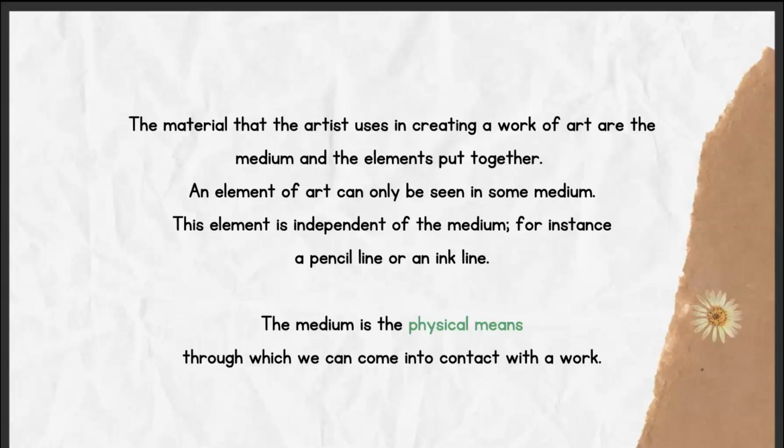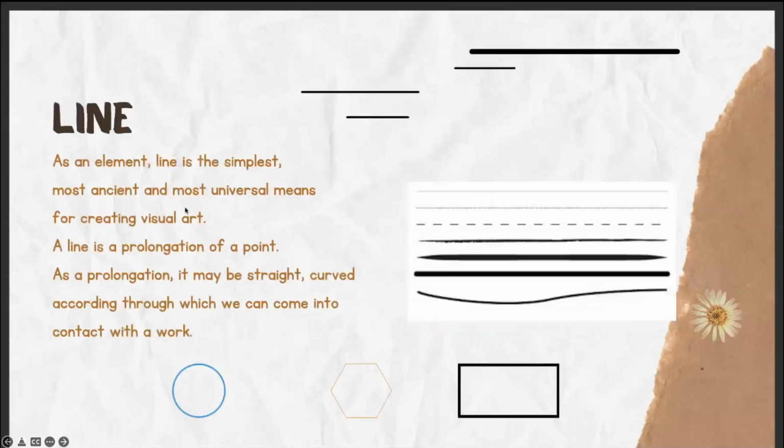Okay, so yeah, I read this already, so let's dive in. So one of the elements is line, which you know already, right? When we talk about basic elements of art in general. This one we're referring to the visual arts. As an element, line is the simplest, most ancient, and most universal means for creating visual art. A line is a prolongation of a point. As a prolongation, it may be straight, curved, according to which we can come into contact with a work.